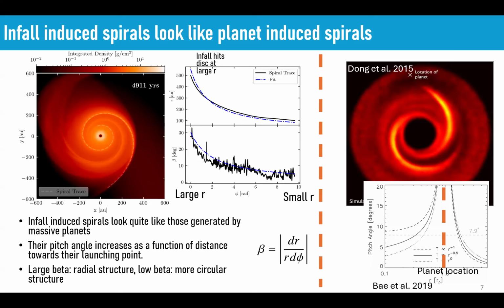Now that's quite similar to what a massive planet will also do in a protoplanetary disk. So this is just a figure from Dong et al. 2015, where he put a multi-Jupiter mass planet in the outer regions of the disk to show that you can generate multiple spiral arms. And this is a figure from Bae et al. 2019 showing that the pitch angle of the spiral arm increases as you move towards the location of the planet. And so potentially in some cases, maybe you could confuse the morphology of spiral arms induced by infall with spiral arms produced by planets, since they look qualitatively quite similar.